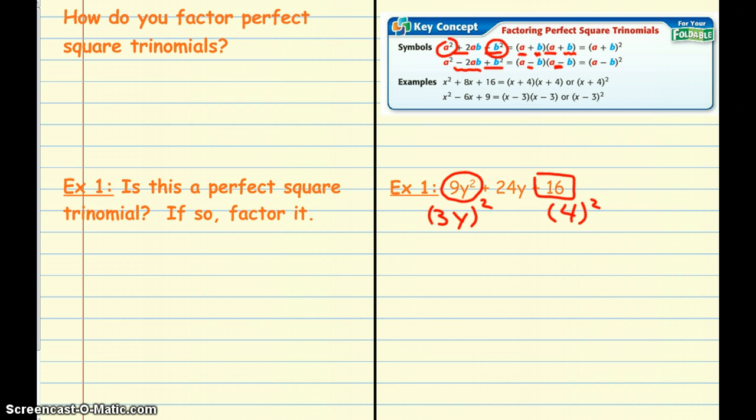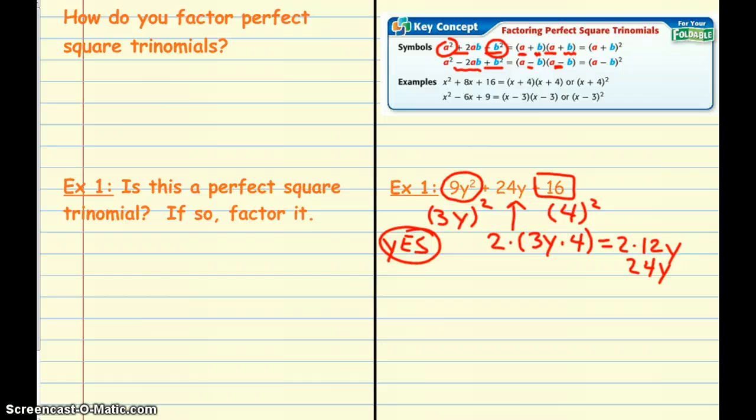And we talked about the fact that the square root of 16 is 4. Now we need to check the middle term to see if it's twice the product of 3y times 4. And 3y times 4 is 24y. Oops, sorry, 3y times 4 is not 24y. 3y times 4 is 12y. And 2 times 12y is 24y. So the first thing we say is, yes, this is a perfect square trinomial.